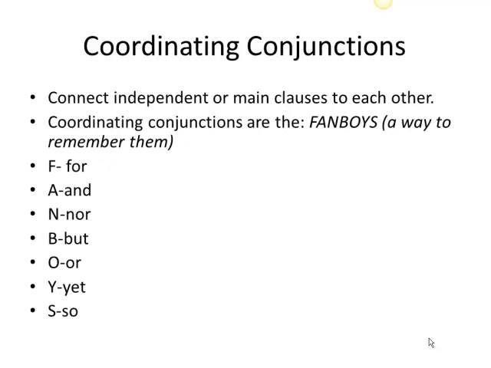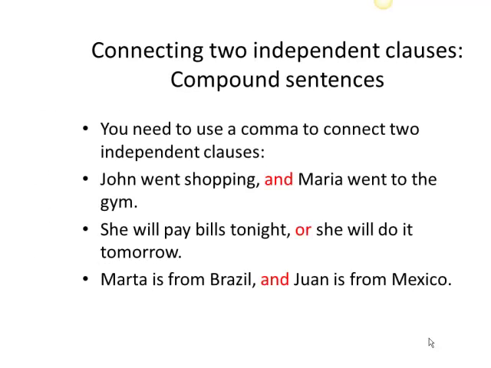So let's look at the coordinating conjunctions. As I said earlier, the FANBOYS is just a way to remember what they are. So here's the list: for, and, nor, but, or, yet, and so. These will connect two independent or main clauses together. And when you do this, you have what's called a compound sentence. When you connect these two, you need to use a comma before the conjunction.